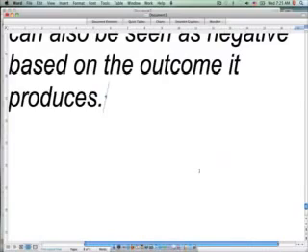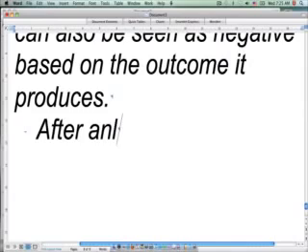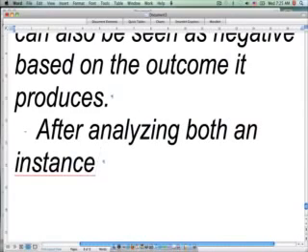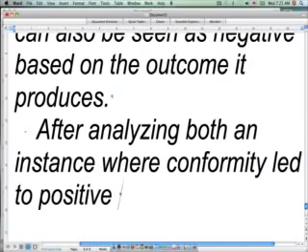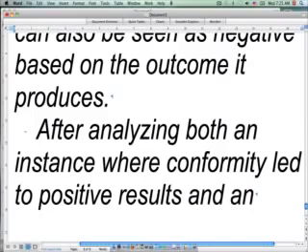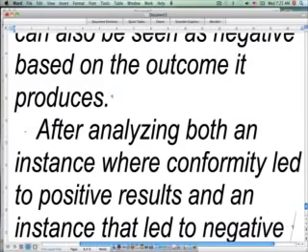Okay, now moving on to our concluding paragraph. So pretty standard, just use some of your stock phrases after analyzing both an instance where conformity led to positive results and an instance that led to negative results.